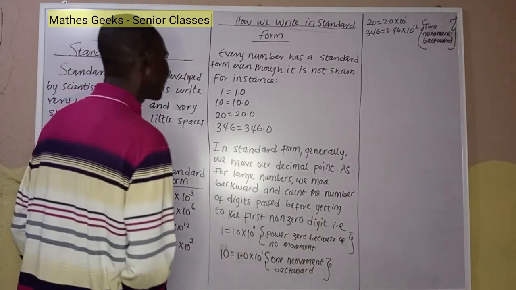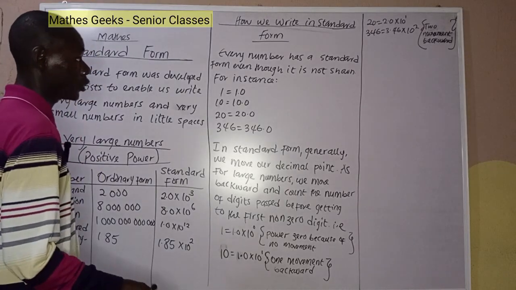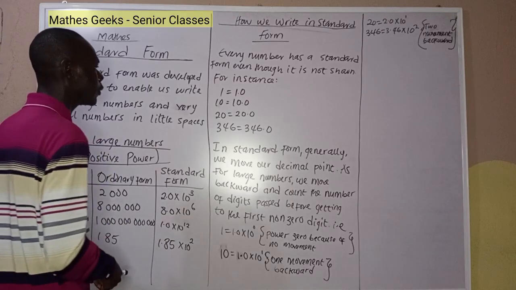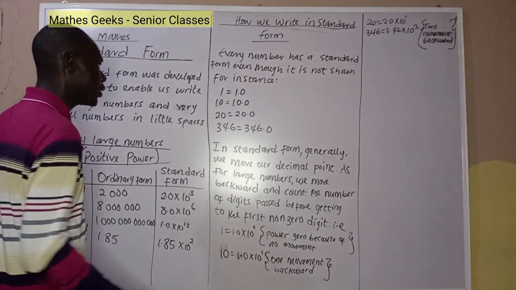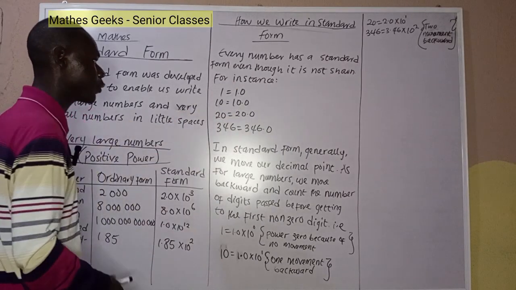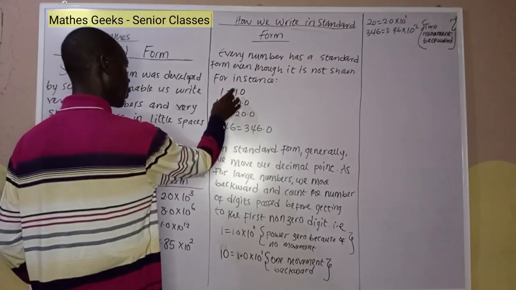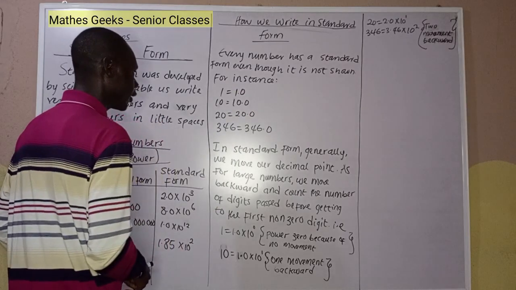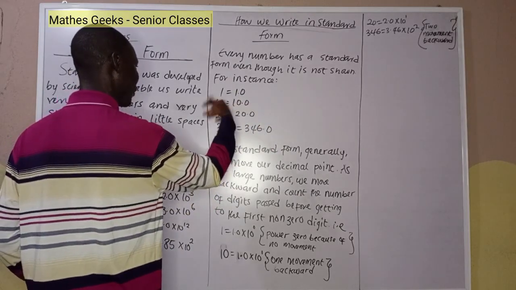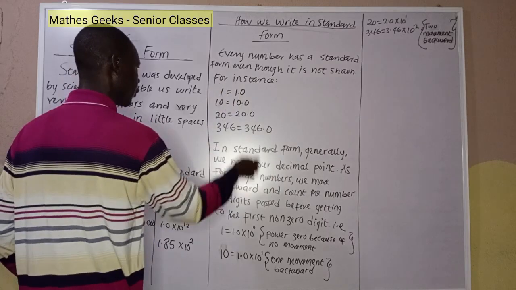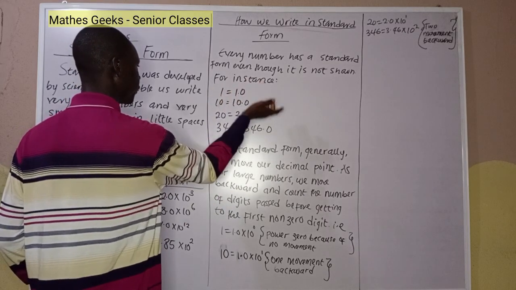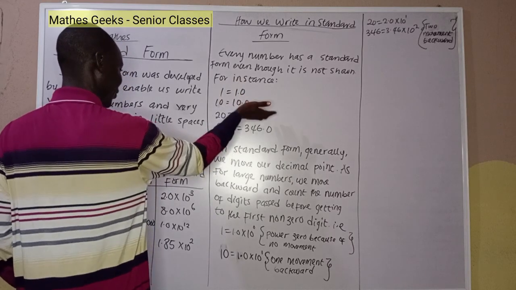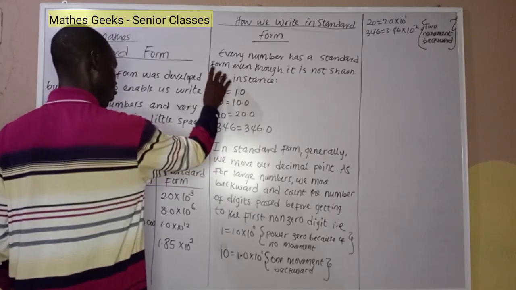Every number has a standard form, even though it is not shown. For instance, when you see the number 1, you don't see a decimal point, but it has one. So 1 is equal to 1.0. But because 0 is non-significant, we ignore it. It has no impact on the figure after all. In a normal sense it's 1.0, but because the 0 doesn't matter, it became just 1.